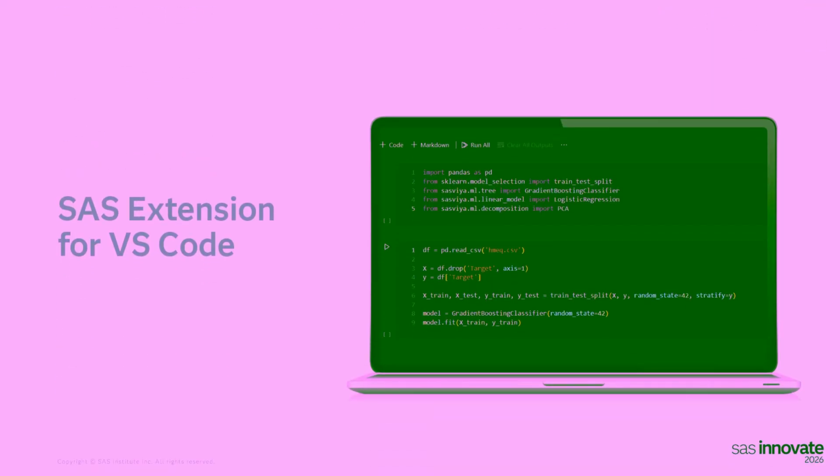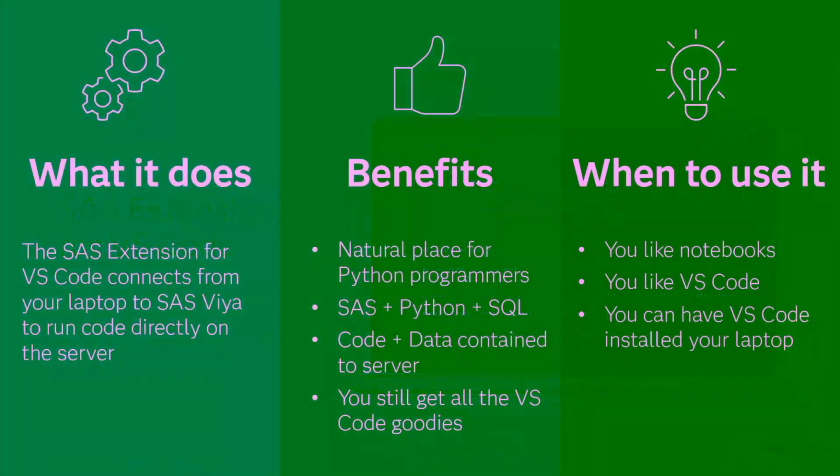So let's get started with the SAS VS Code extension. If you are a Python programmer, this is probably the first place that you want to start. VS Code is arguably the place for Python programmers. The SAS VS Code extension is free on the VS Code marketplace. You can download it and install it. It's really, if you use Python, just go here.